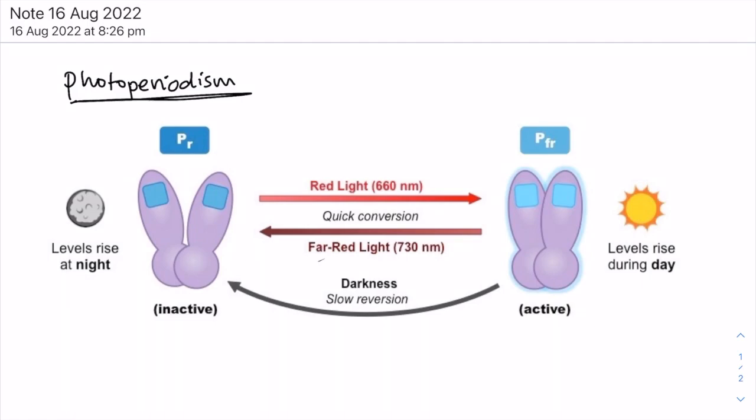Hi everyone, so in this video I'm going to explain photoperiodism, which is part of topic 9.4 of the HL syllabus. So the purpose of flowering is to enable the plant to sexually reproduce via pollination, fertilization, and seed dispersal. These three processes will probably be explained in an upcoming video at some point.